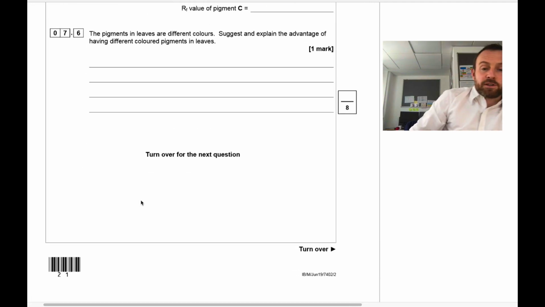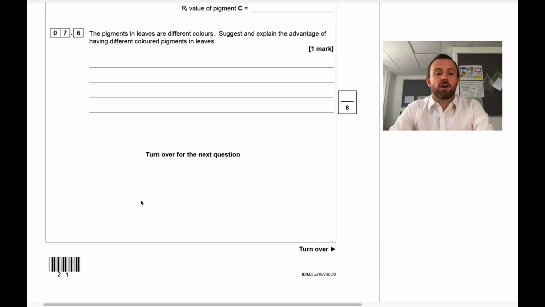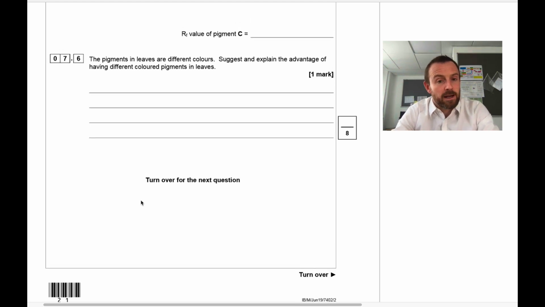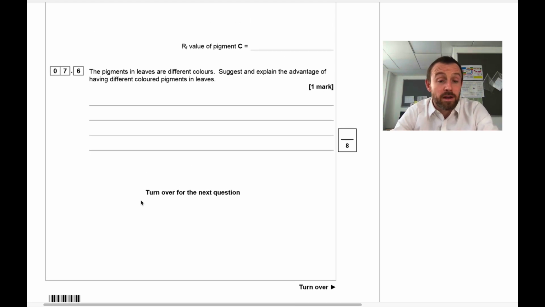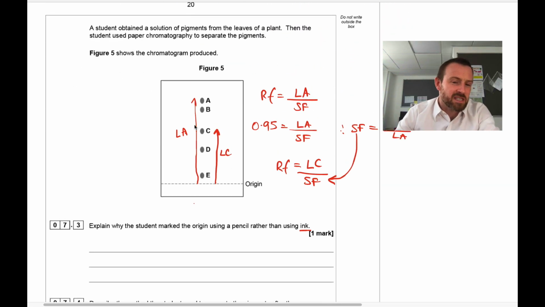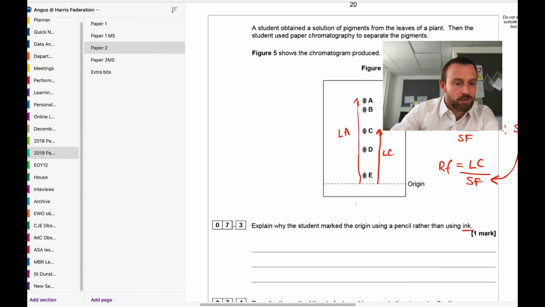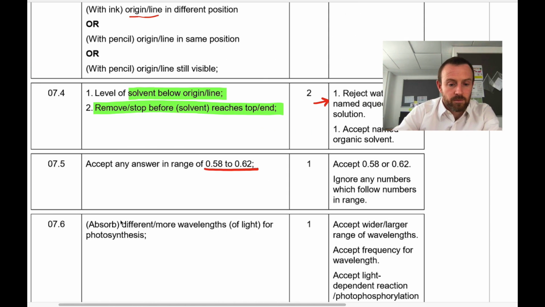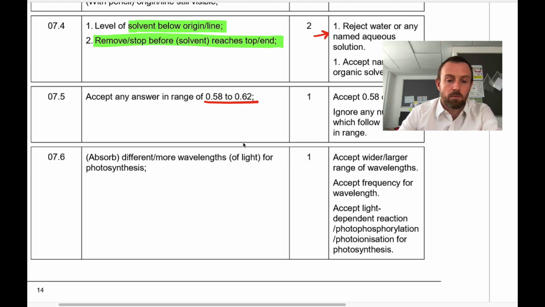The pigments in leaves are different colours. Suggest and explain an advantage of having different coloured pigments in leaves. You just need to remember, the key phrase is that they absorb a wider range of wavelengths. Each of these pigments absorbs a slightly different wavelength. Quite often this is like chlorophyll b down here, carotenoids up here. They absorb different types of light. That's the answer, really: more wavelengths, a wider, larger range of wavelengths.